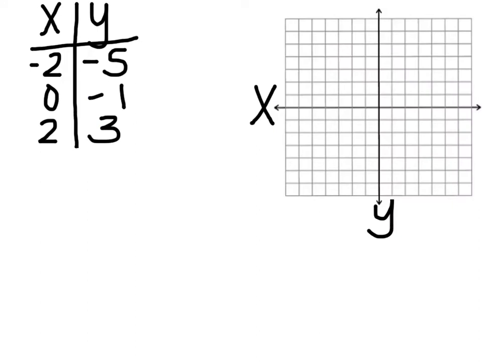Now, when we have a relation or a set of ordered pairs like we have here, we want to plot it onto the graph. So we start with -2, -5. That means we move over 2, down 5. So this is where we would plot our point here. And then 0, -1, and 2, move over 2 and up 3. Now, we want to find the line that fits these points.